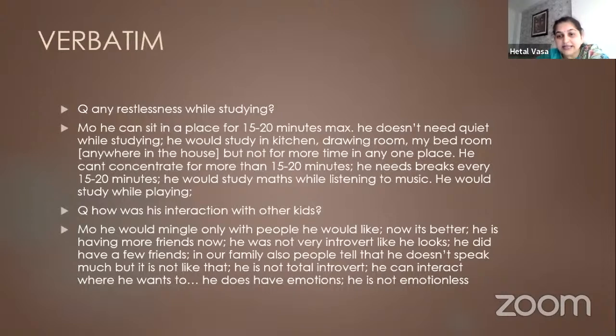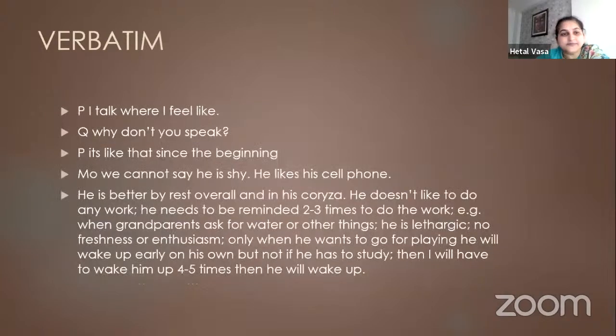Also, people tell that he doesn't speak much. So all the people who know him superficially may be telling that he is quiet and doesn't speak much. But the mother says he is not so. He does have emotions. He does have friends. So patient says, specifically, now patient again speaks, I talk where I feel like. So he's very choosy, which kind of people he wants to interact with.